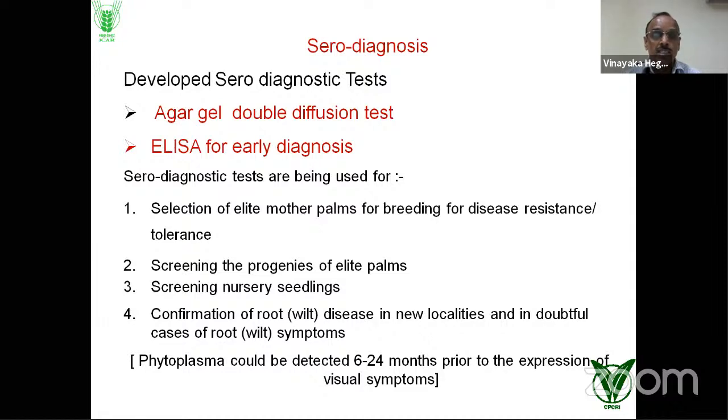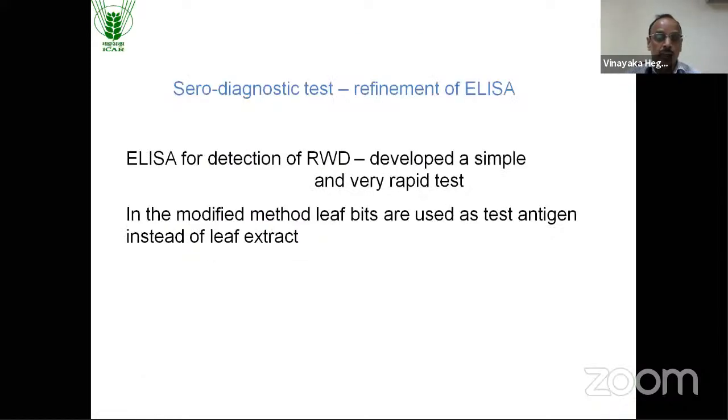And if they are resistant, it will be very good. Otherwise, at least if the planting material is free, we can reduce the inoculum. That is what we are using to identify the mother palms. We use this ELISA to make sure the palms are free from the root wilt pathogen, the phytoplasma, so that we can use them as mother palms for breeding work.